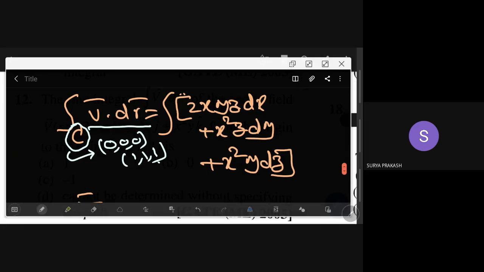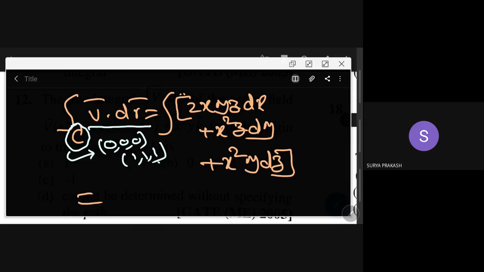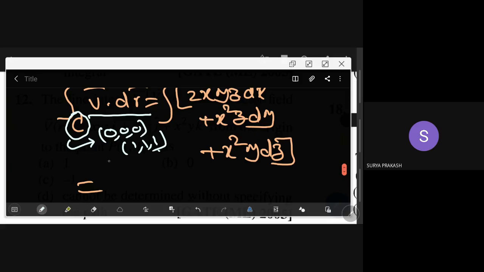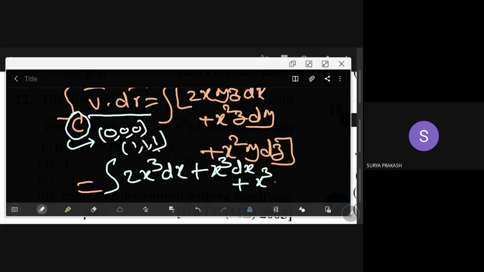So simply we put x is equal to y is equal to z here. xyz means x cube, so 2x cube dx plus x square z. Everything we want to write in terms of x, so z is also x, so x cube, dy is dx. So I am writing dx plus again x square into y. So y is x, so x cube again, dz is dx. Now we got the whole line integral reduced into a single integral.